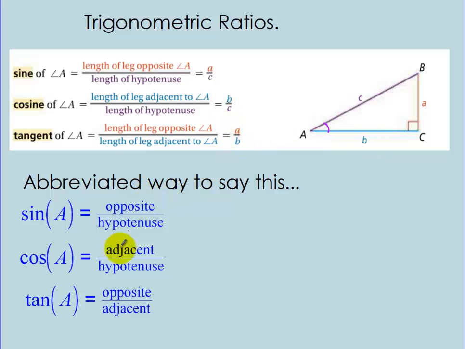Another way we can abbreviate it is right here. Sine of A, like if A was 45 or whatever degree that is, is opposite over hypotenuse. Cosine is adjacent over hypotenuse. Tangent is opposite over adjacent. Okay, so these are things you've got to know.